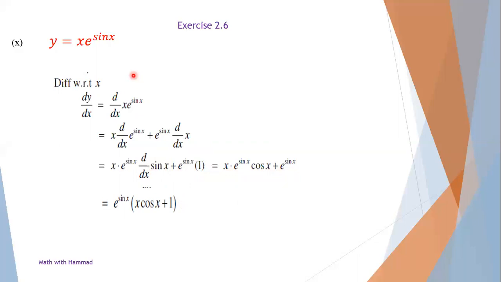So this is our part number 10. Here we have two functions, one algebraic and the other exponential, but the power is a trigonometric ratio. So we will use the product rule: x as it is, derivative of e raised to power sine x, plus e raised to power sine x as it is, derivative of x. The derivative of e raised to power sine x is e raised to power sine x times the derivative of sine x, which is cos x, and the derivative of x is 1. The second last step is to take e raised to power sine x common. We will get e raised to power sine x into (x cos x plus 1).